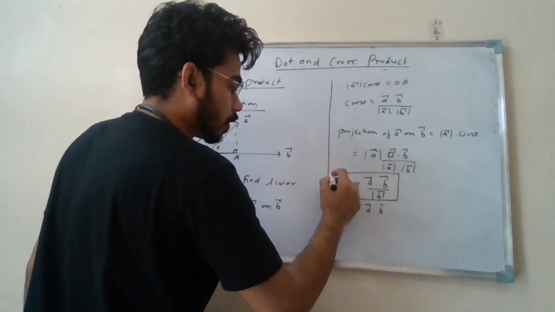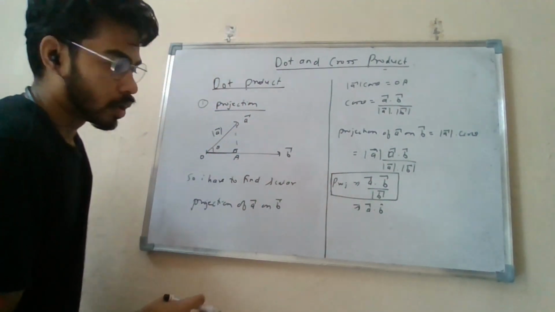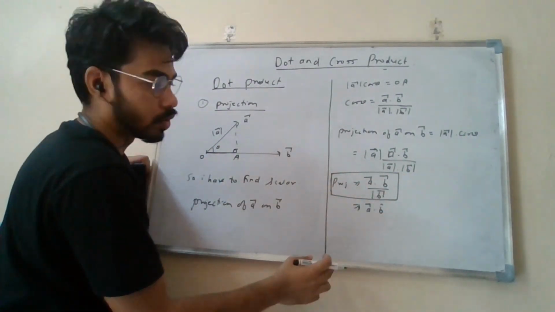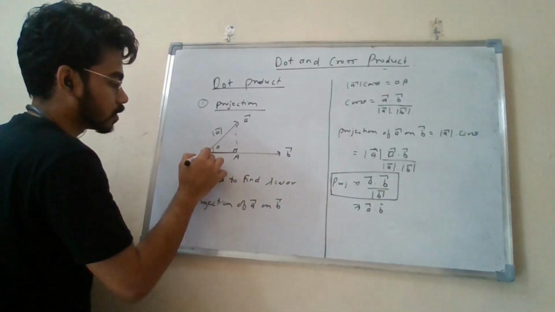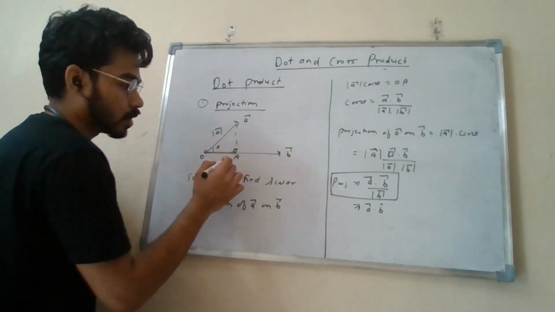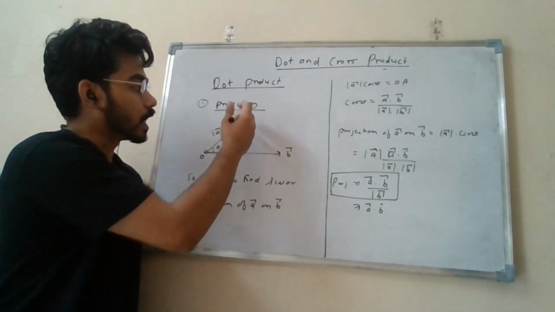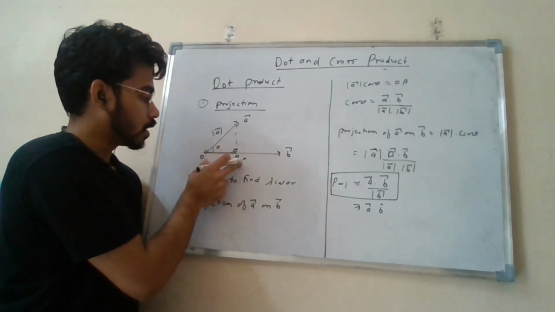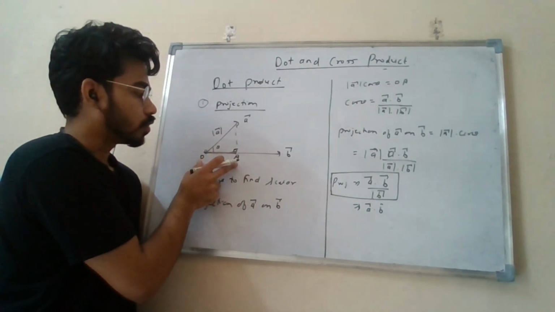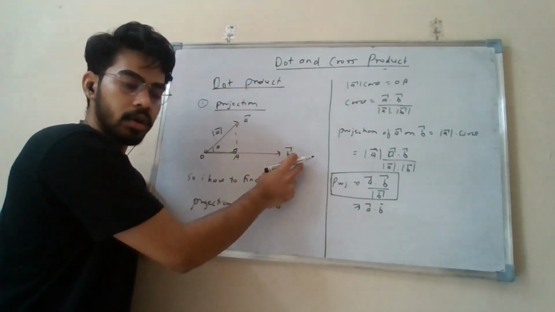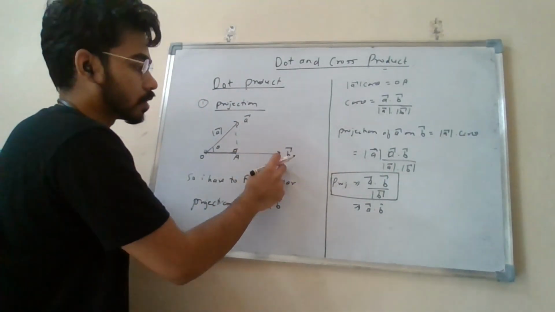Why do we call it a scalar projection? Because A dot B gives a scalar, and mod B is also a scalar quantity. That's why this is the scalar projection. But if in the question we have to find the vector projection of A vector on B vector, then this is my scalar projection, so we just have to find its direction. This direction is along B vector. So we have to find a vector along B vector.